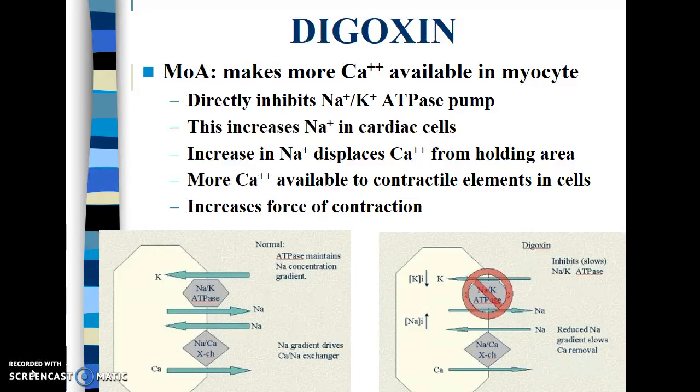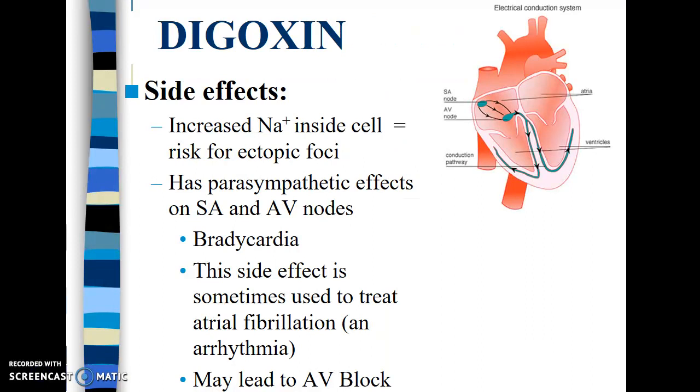By inhibiting that pump, it keeps more sodium inside the cardiac muscle cell. That is going to displace calcium that is in a holding area in the cell and make it more available, and that's going to increase the force of the contraction of the cell. So one of the big side effects is based on how that works. Because we have more sodium being kept in the cell, we have an increased risk for ectopic foci.